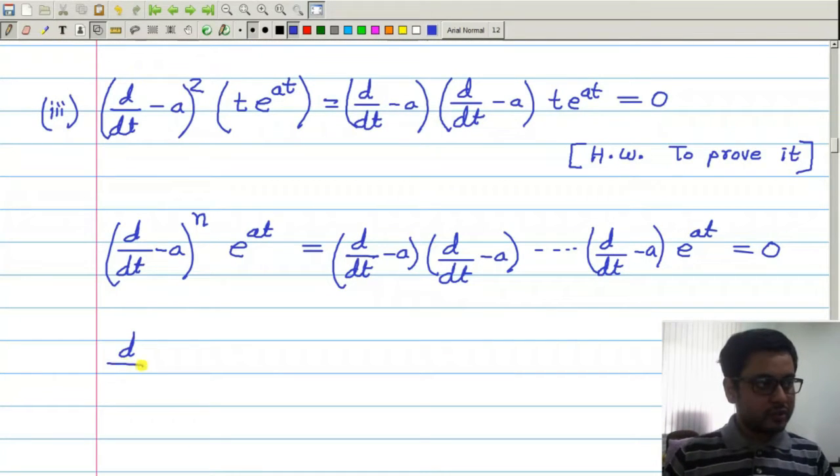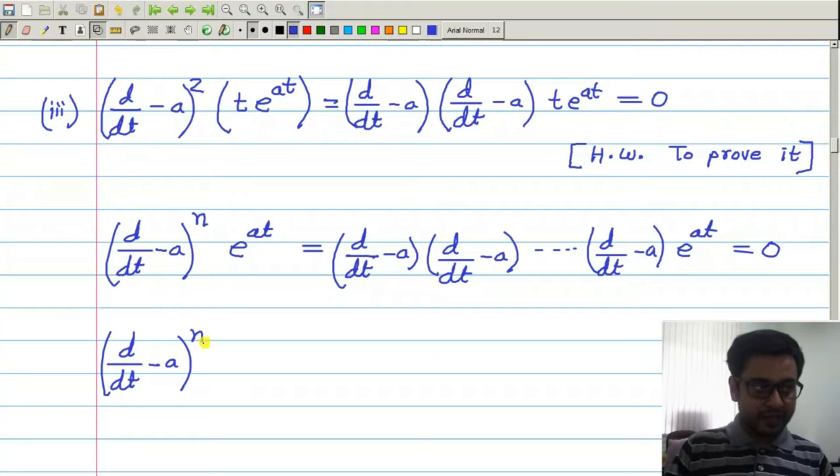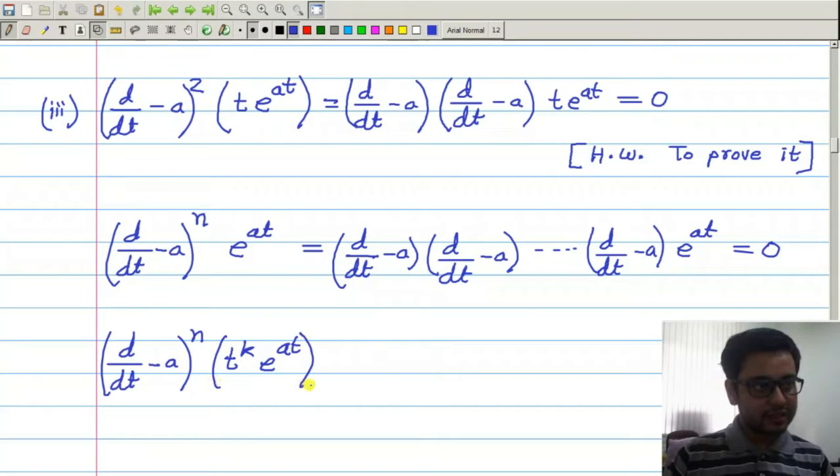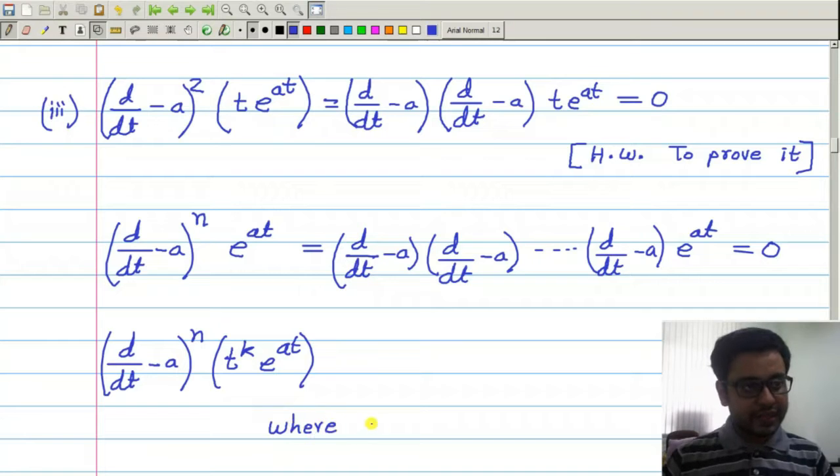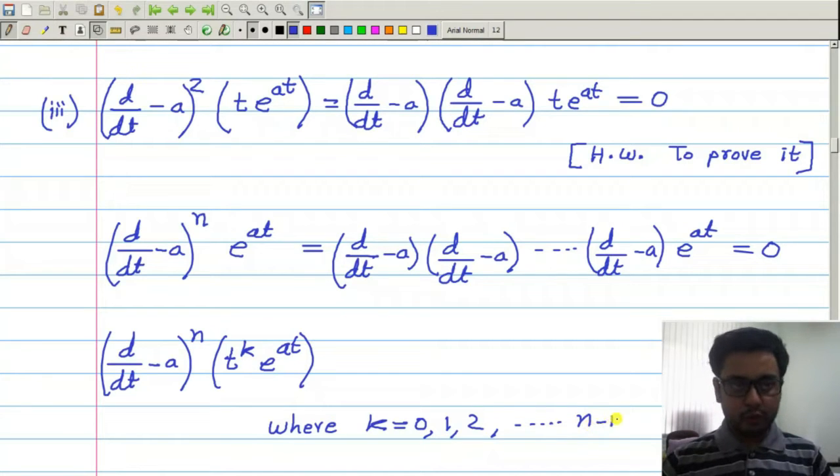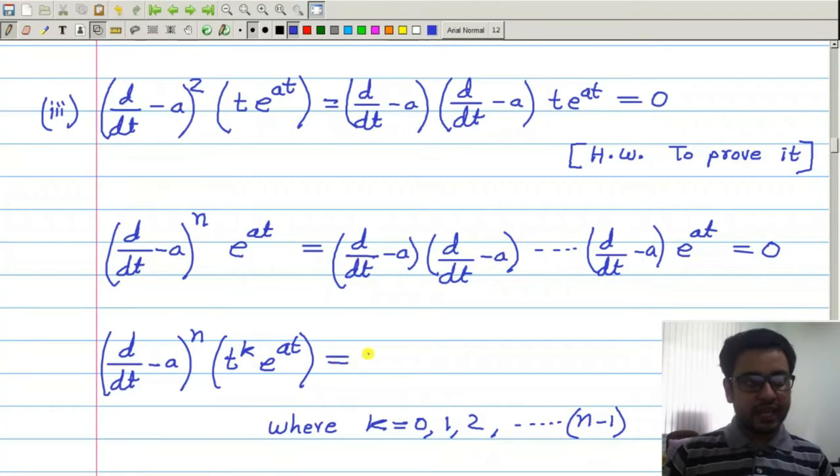Also, if you operate this d/dt minus a to the power n on t to the power k e to the power at, where k is an integer, any integer like 0, 1, 2, any positive integer less than n, so up to n minus 1, then you shall again get 0. So this is the more, or most, general rule.